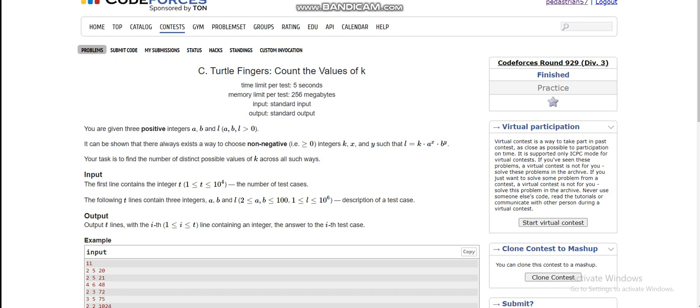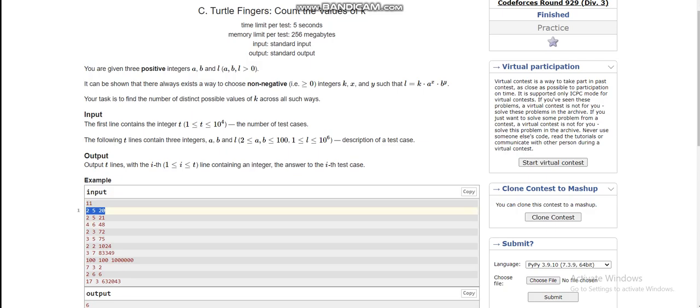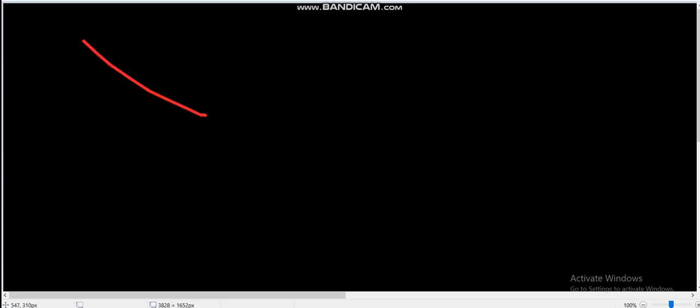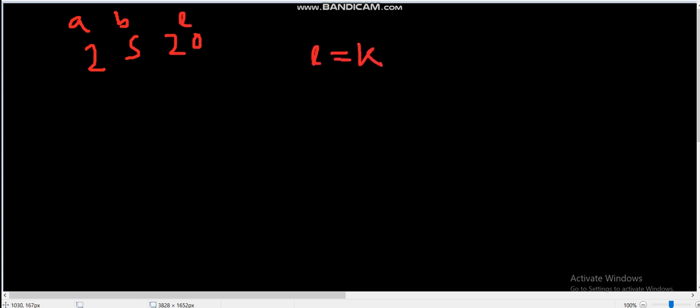Okay, so let's take the first example, 2, 5 and 20. This is the value of a, this is the value of b, and this is the value of l. So we have l equals k times a to the power x times b to the power y. We have to figure out all the possible values of k with different values of x and y.